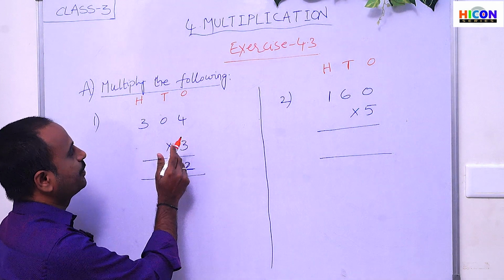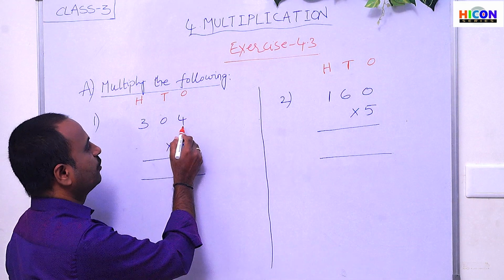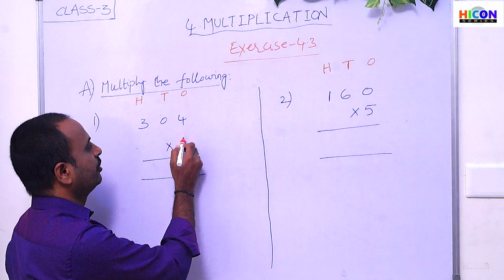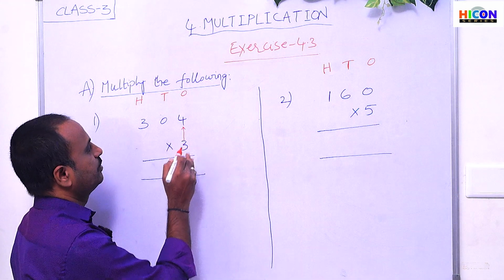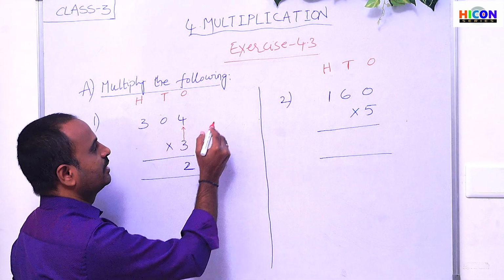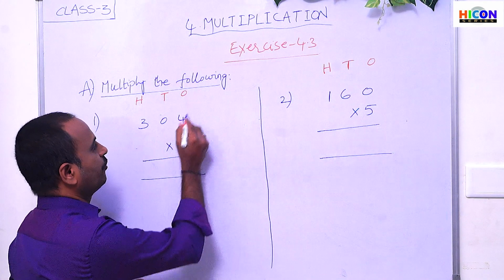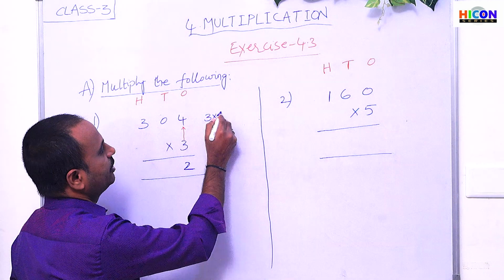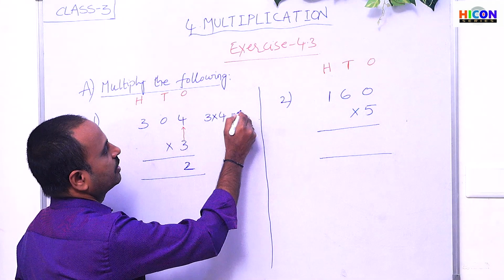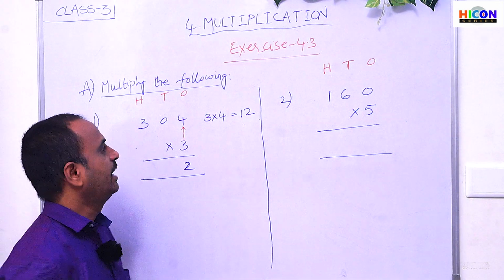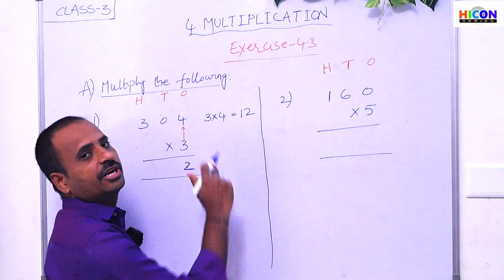Which digit is present in the ones place? 4 is present in the ones place. So we have to multiply 4 with 3, that is 3 into 4. 3 fours are 12. And this 12 is a 2-digit number.